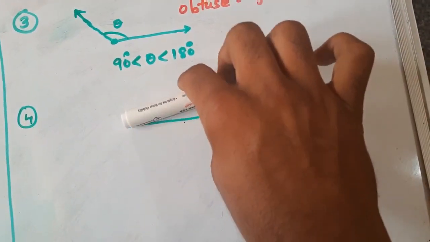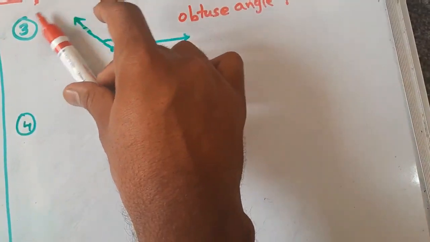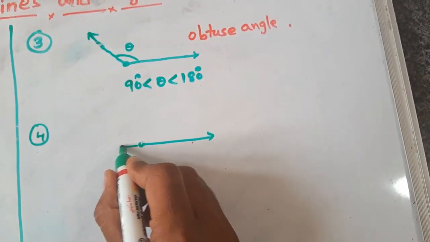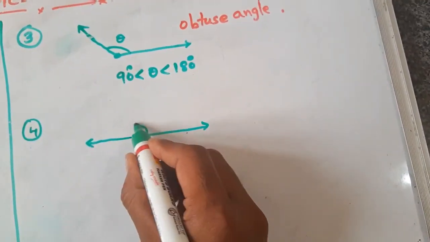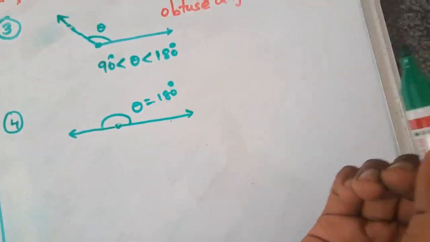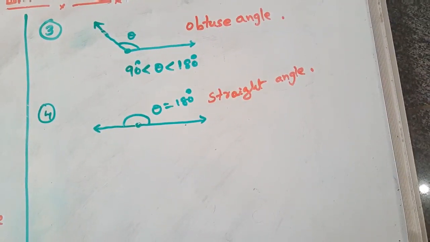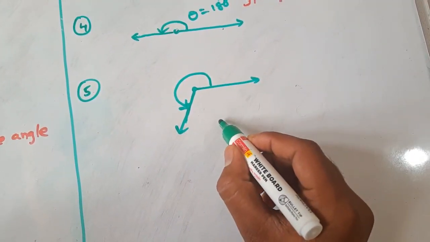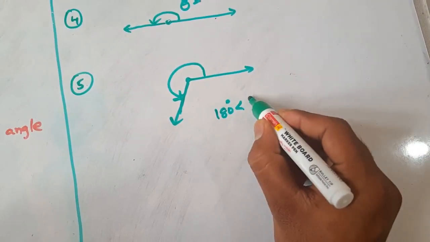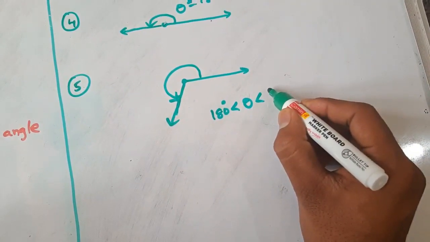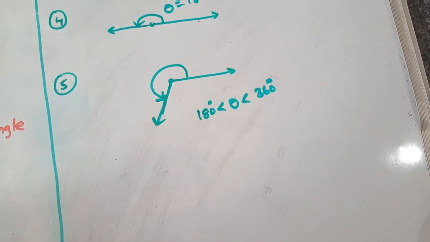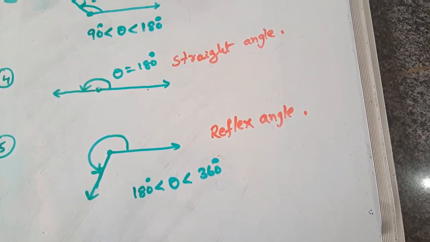The ray, if I am rotating and I stop here, then it is going to form a straight angle. Theta is equal to 180. If the angle is more than 180, theta is more than 180 and less than 360, then it is called a reflex angle. Reflex angle.